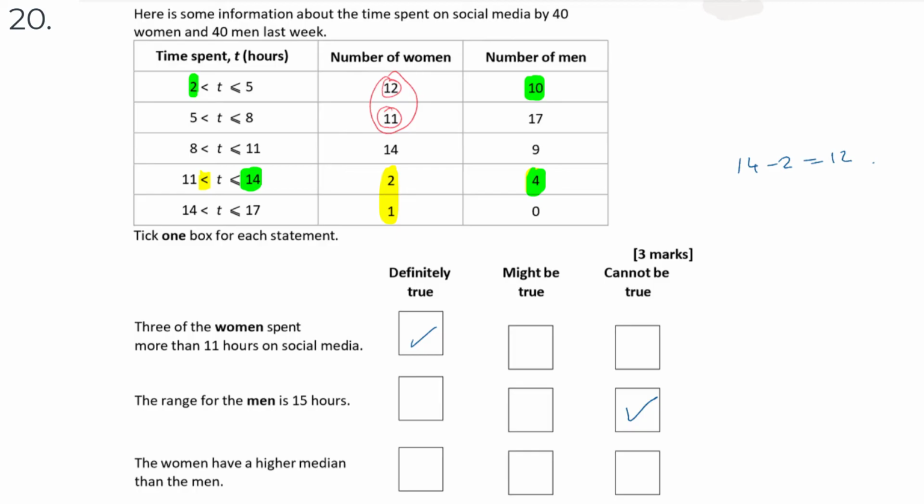What about the men? So again, I've got 10 in here and 17 in here. That takes me all the way up to 27. So they're also going to be in the 5 to 8 group. Okay, so exactly where the 20th, 21st person lies between that range of 5 to 8 is not clear. It might be the 20th, 21st women were slightly higher than the 20th, 21st men. You can't really tell from the data, so I'm going to tick might be true.